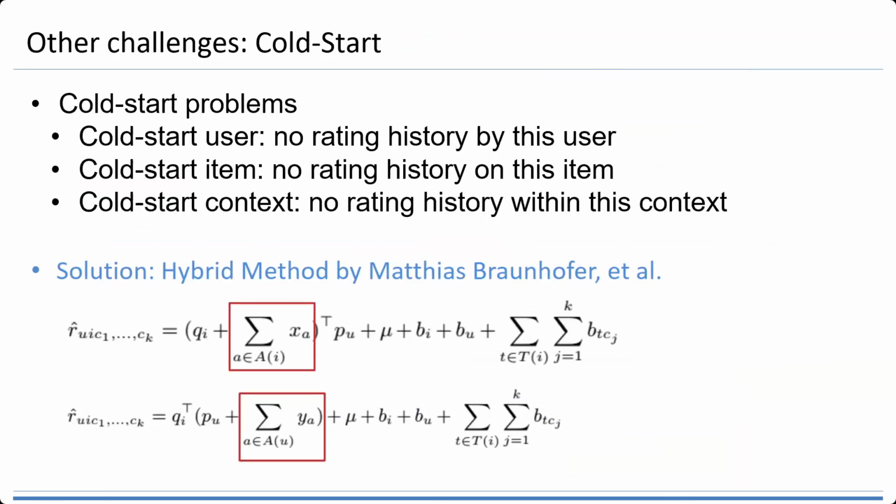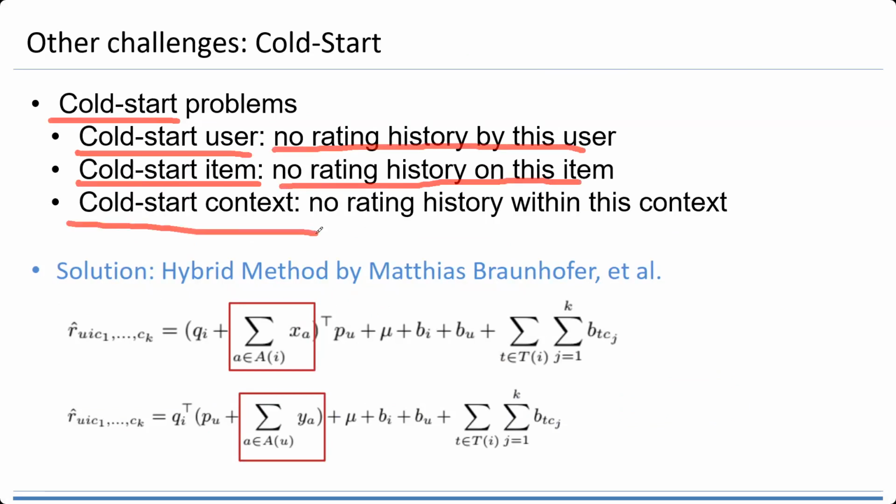And cold start. I think you still remember the meaning of cold start. Cold start related to the user means there is no rating history by this user. If it is cold start by the item, it means no rating history on that particular item because it is a new item. There might be some cold start on the context, so no rating history within this context.